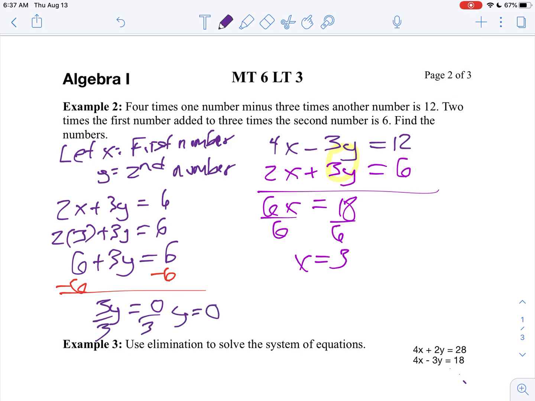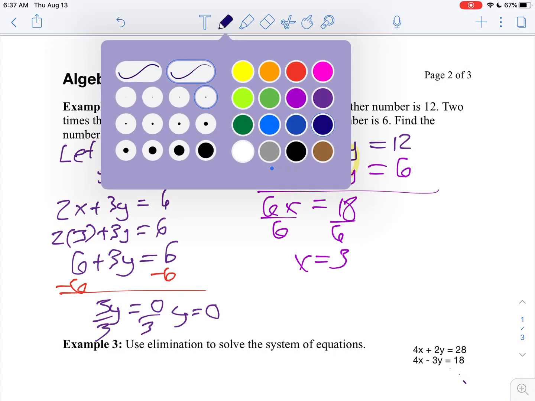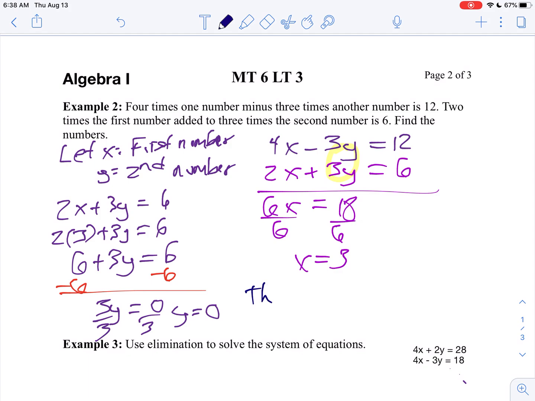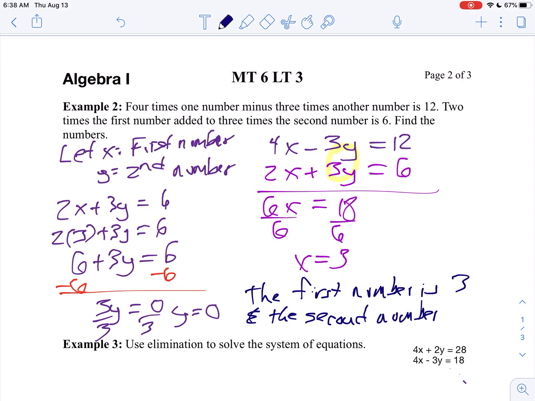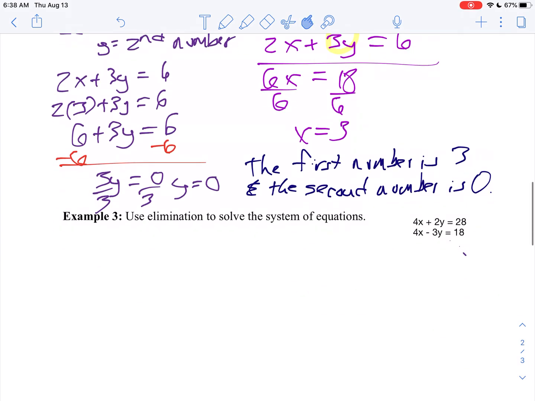y equals 0. So what we'll say, I'll write this out as a complete sentence: the first number is 3, and the second number is 0. There's our answer. Now let's take a look at example 3.